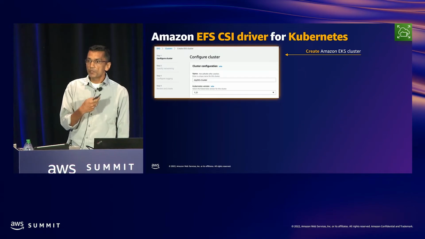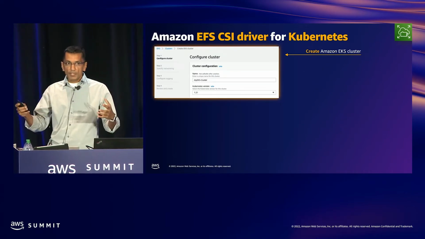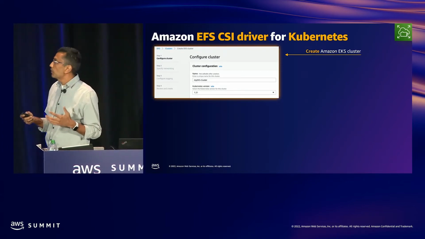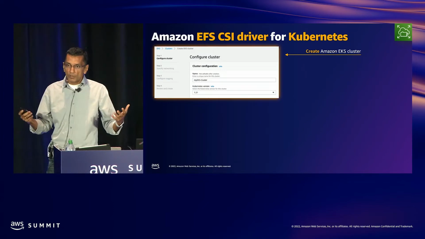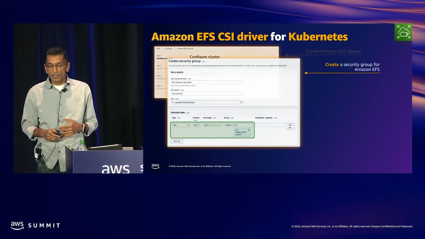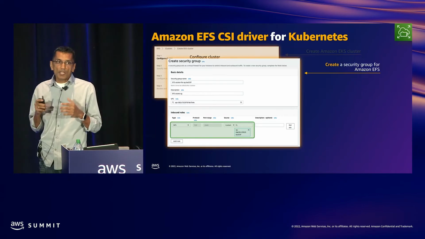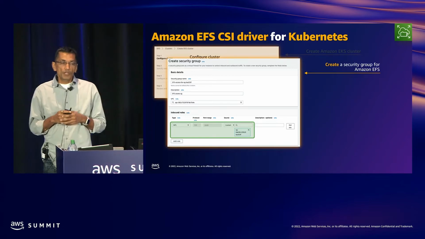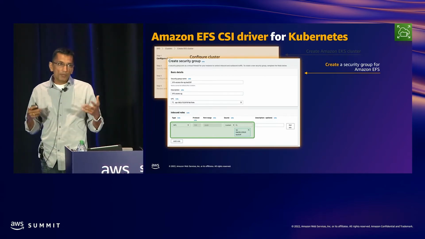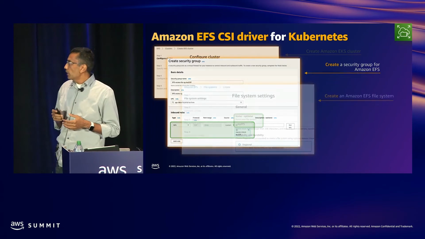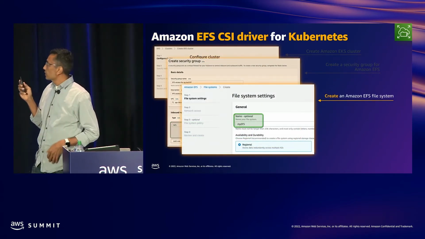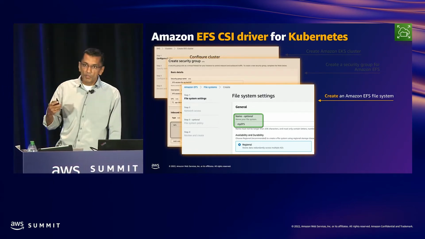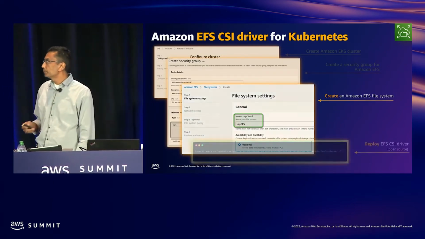Suman is going to show all of this through the CLI, but the way it always starts is that you start with defining your EKS cluster. You can go to the console and define your EKS cluster, and once that's ready, the second step is defining the security group. With EFS, you define a security group to open up the NFS port 2049, and then you go to the EFS console, where you create your EFS file system and get a file system ID. This is what would be used for all the configurations going forward.